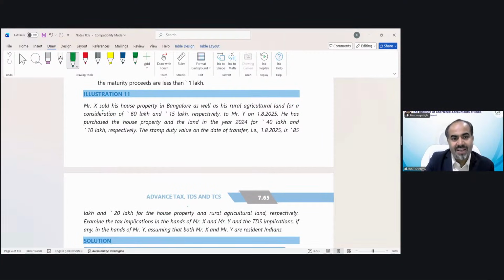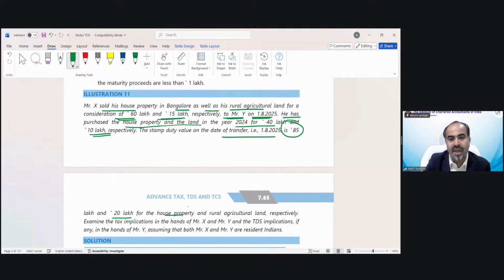Illustration 11. X sold his house property in Bangalore as well as his rural agricultural land for a consideration of 60 lakh and 15 lakh respectively to Mr. Y on 1 August 2025. He had purchased the house property and the land in the year 24 for 40 lakh and 10 lakh respectively. Stamp duty value at the date of transfer is 85 lakh and 20 lakh for the house property and rural agricultural land. You have to tell the implication as per TDS in the hands of Mr. Y, assuming that Mr. X and Y both are resident Indians.